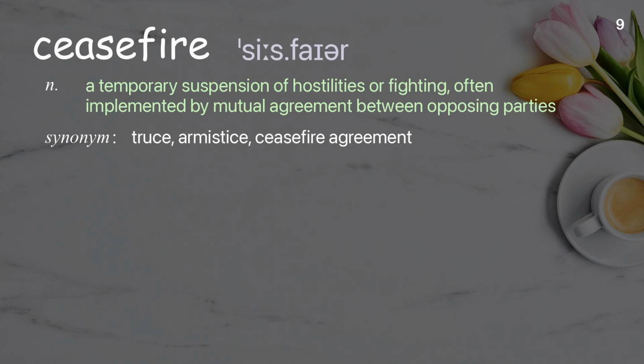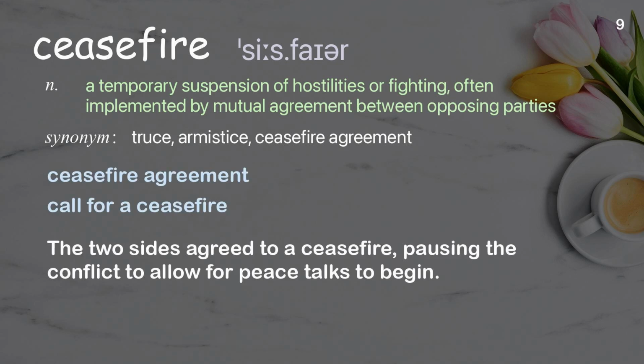Ceasefire. A temporary suspension of hostilities or fighting, often implemented by mutual agreement between opposing parties. Examples: Ceasefire agreement. Call for a ceasefire. The two sides agreed to a ceasefire, pausing the conflict to allow for peace talks to begin.